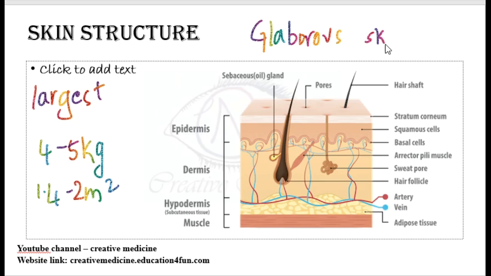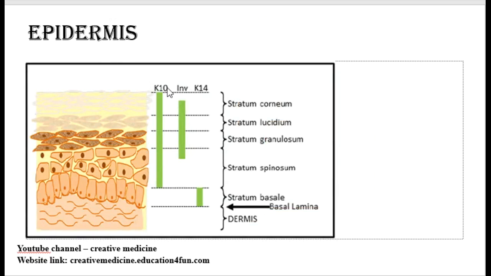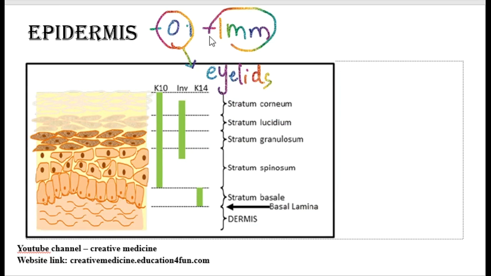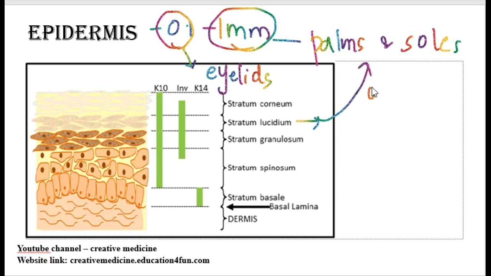The layers of human skin. Human skin consists of epidermis, dermis, subcutaneous tissue, and the muscle. Epidermis is 0.1 millimeter to 1 millimeter in diameter. 0.1 millimeter in diameter is seen in eyelids, whereas 1 millimeter diameter epidermis is seen in palms and soles. Stratum lucidum is one of the layers of epidermis which is only present in palms and soles.